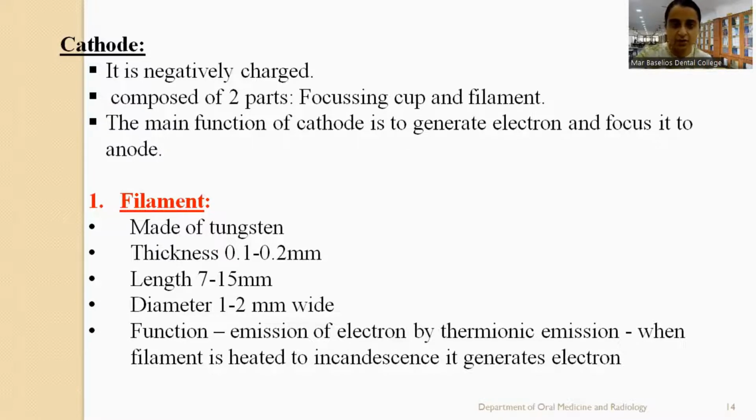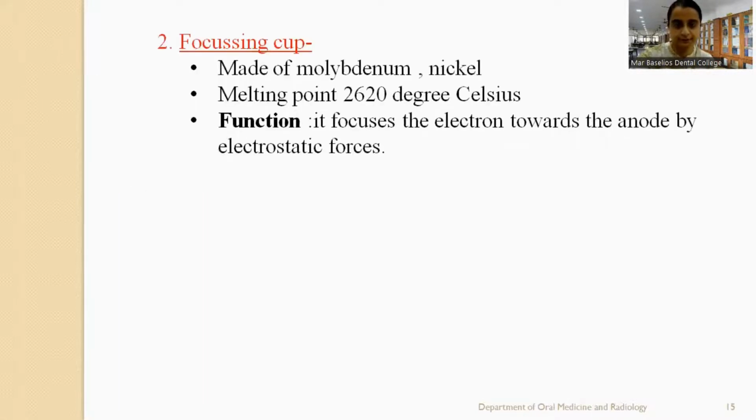The main function of the cathode is to emit electrons. This emission of electrons is by the process of thermionic emission. Thermionic means heat. That is, when the filament is heated to incandescence, it will generate the electrons. The focusing cup is made up of molybdenum and nickel, and the melting point of it is 2620 degrees Celsius. The main function is to focus the electrons that are generated at the cathode towards the anode.